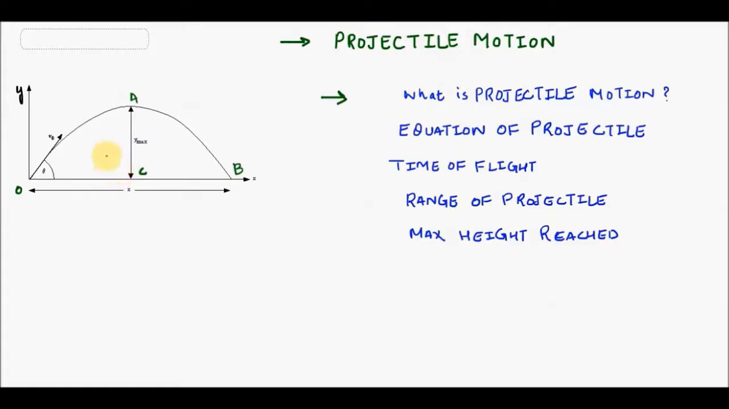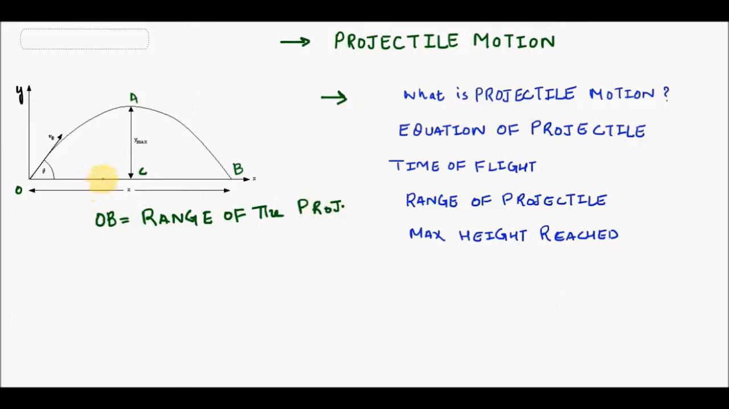Now let's talk about a few terminologies in projectile motion. You can see that the point O from where the projectile is thrown is known as the point of projection, and the horizontal distance the projectile covers until it finally touches the ground is known as the range of the projectile. So here OB is the range of the projectile.